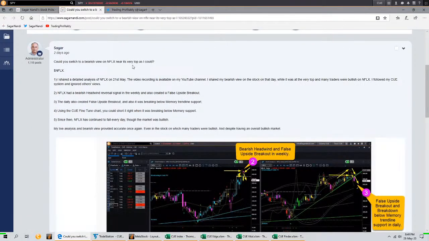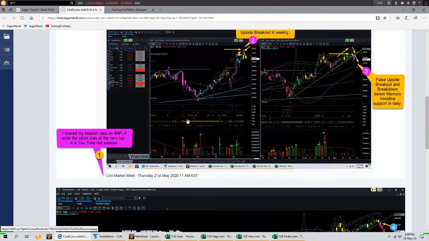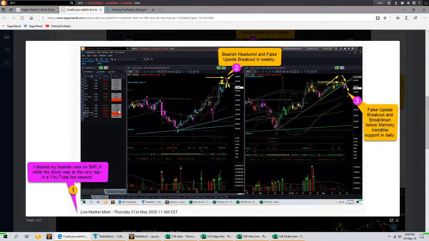In one of the recent live market meets, like this session today, on Thursday 21st May, I looked at the FANG stocks and I showed, and you could see it on your Q charts also, Q Elite or Q Global, that Netflix displayed a bearish headwind at the top. Okay, let me change the color. It displayed a bearish headwind in the weekly chart.